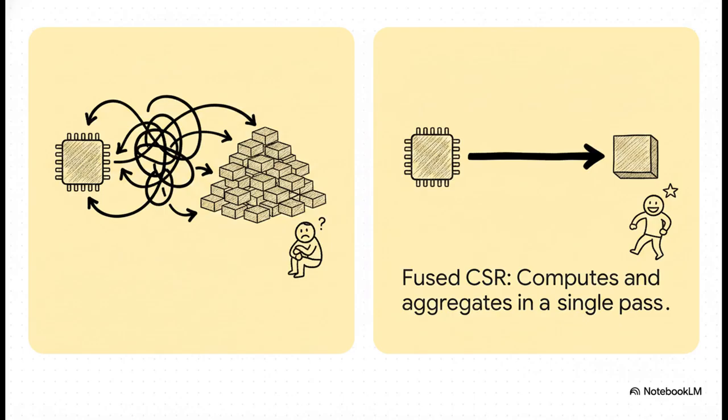Instead of computing scores, saving them all to memory, loading them back to normalize, saving them again, and loading them to aggregate, we just fuse the whole thing. We compute the score, normalize it, and aggregate the value in a single streaming pass right over the neighbors. We completely eliminate those explicit edge tensors, which just slashes high bandwidth memory traffic.